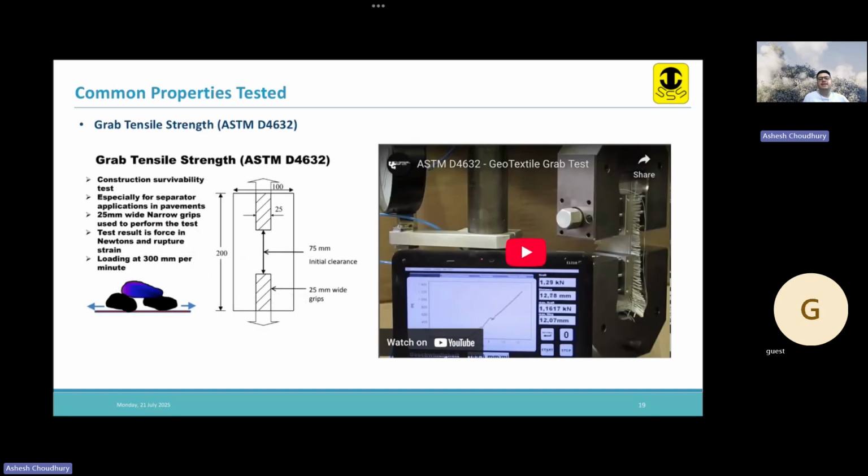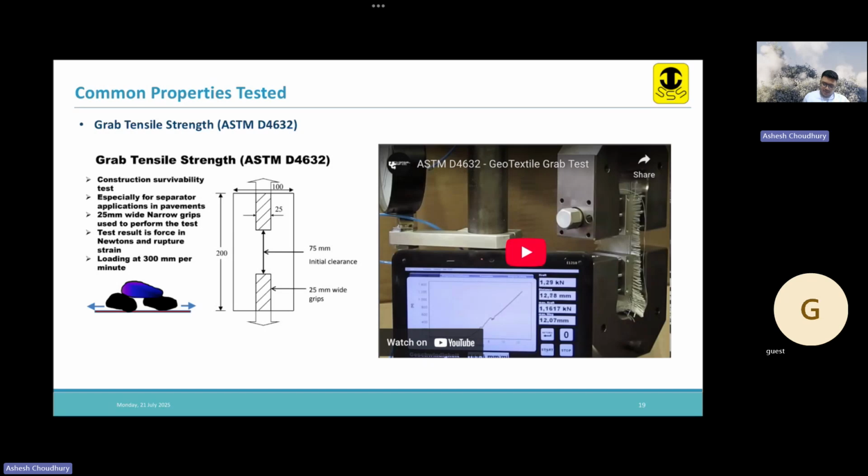Then we have the grab tensile strength test. This test is actually used to measure a type of tensile strength known as the grab tensile strength. This is measured by ASTM D4632. So this measures the grab tensile.